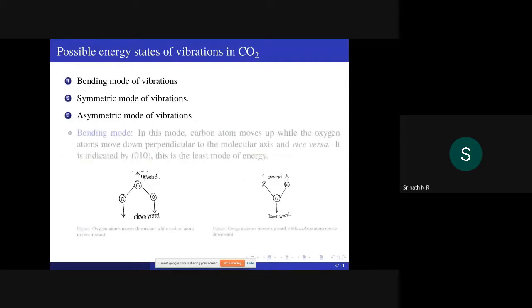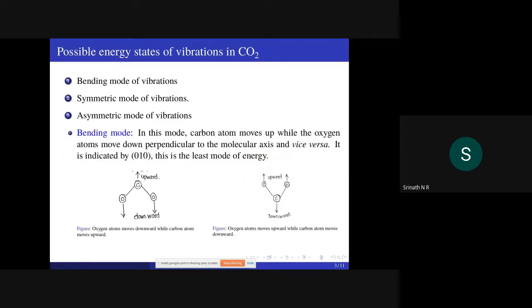Coming to bending mode, in this mode, both carbon and oxygen atoms will vibrate in the way that the carbon atom moves upward while the oxygen atoms move downward. In the reverse mode, the carbon atom will move downward whereas the oxygen atoms will move upward. This is the least mode of energy, indicated by 0, 1, 0.